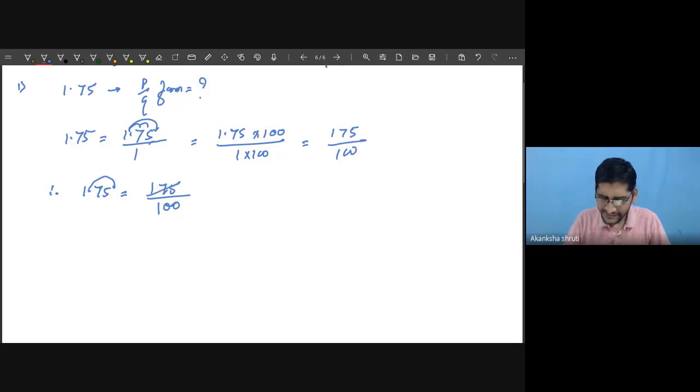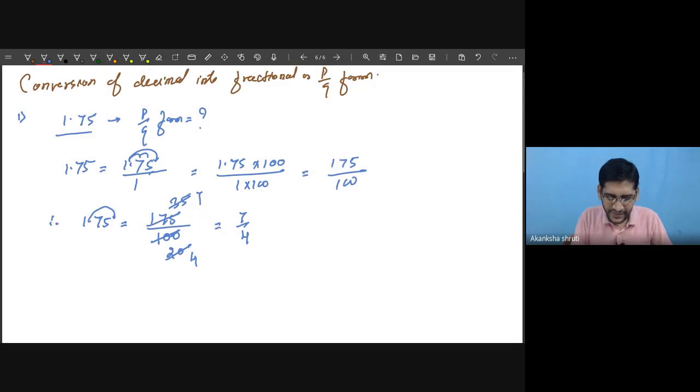We can cancel. First we can cancel by the simplest one, 5. So 5 3s are 15, then 5 5s are 25. Then still the 5 is common, so 5 4s are 20 and 5 7s are 35. So this is what? 7 by 4. This way, this terminating decimal gets converted into its fractional form. It is one kind of question.